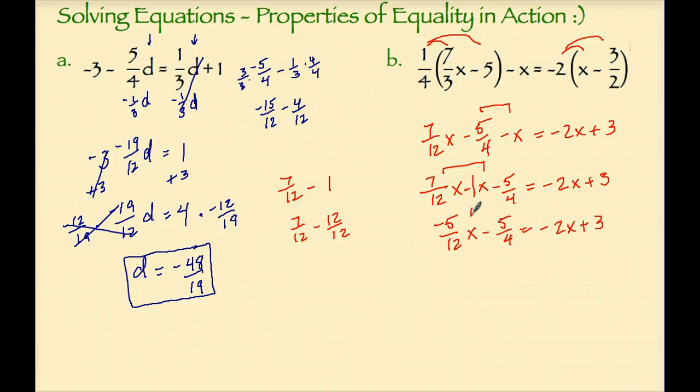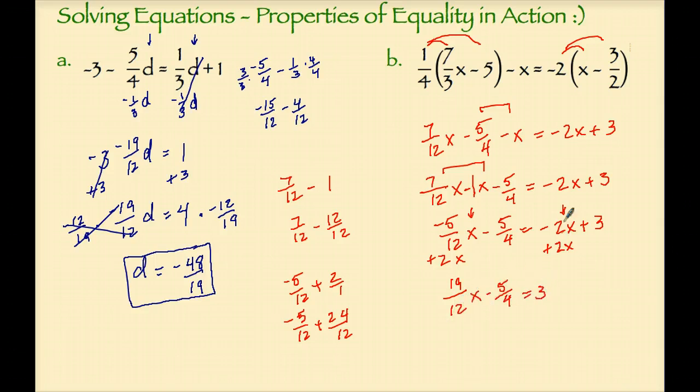Of course, I do have the variable split in two locations, so I do need to consolidate at this point. Let me add 2x to both sides. This is going to require, once again, getting a common denominator, negative 5/12 plus 2/1. The common denominator is 12, so this is going to be negative 5/12 plus 24/12. And that results in 19/12 x minus 5/4 is equal to 3.